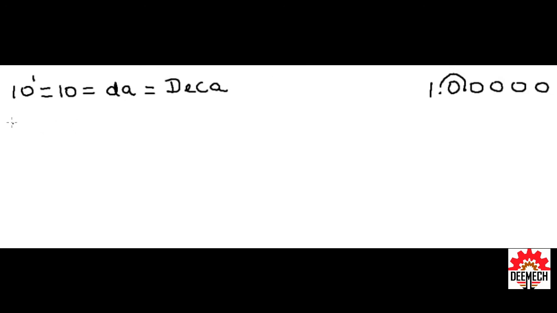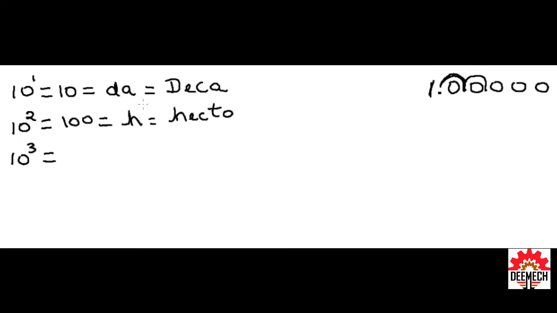Next one is 10 to the power of 2. Again I start from 1.0 and shift the decimal point 2 positions, that is 1, 2. That will become 100.0, so it is nothing but 100. So 10 to the power of 2 is nothing but 100, denoted by small h, hecto.